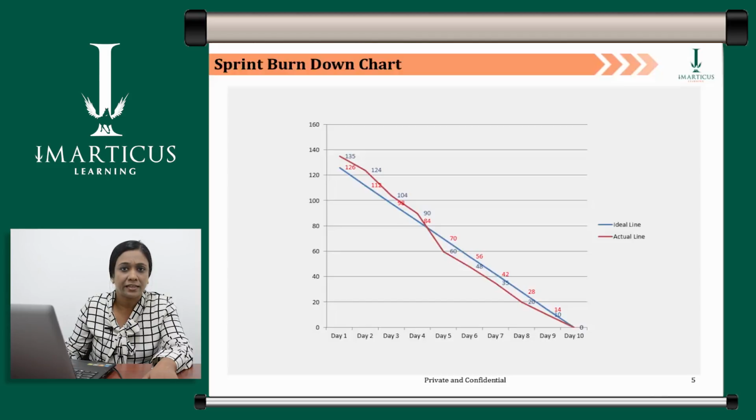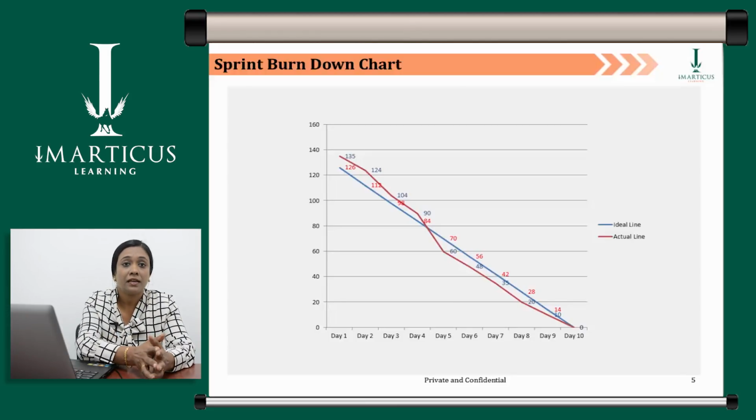Let's say the next day they were able to put in 11 hours, which means on day 2 the number becomes 124. And so on, you go on plotting the rest of the values in the actual line. In this graph, the blue line indicates the ideal line which we plotted in the previous slide, and the red line indicates the actual line.